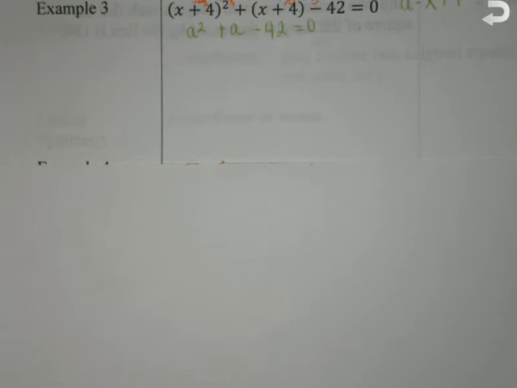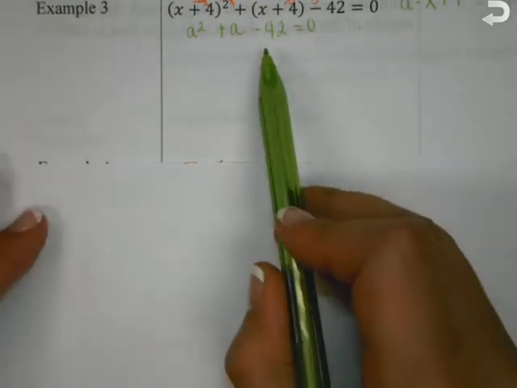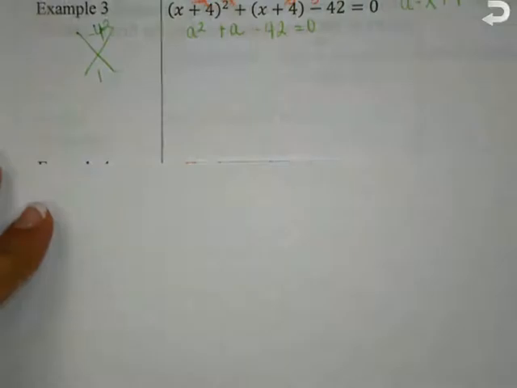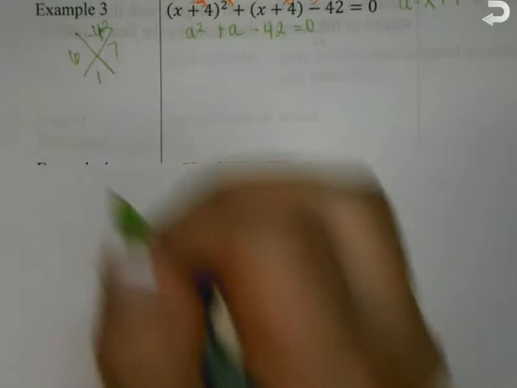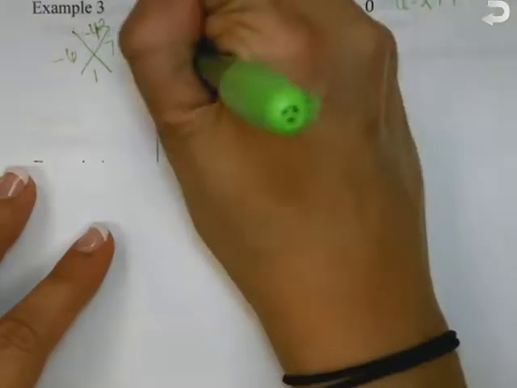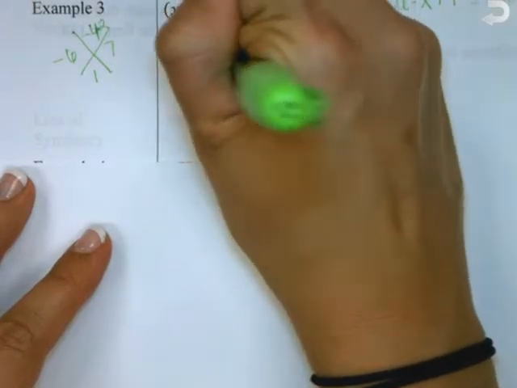What method of factoring is this? Diamond. So two numbers that multiply to -42 and add up to +1. 6 and 7. One of them has to be negative. Which one? Good, -6. So this is a minus 6 times a plus 7 equals 0.